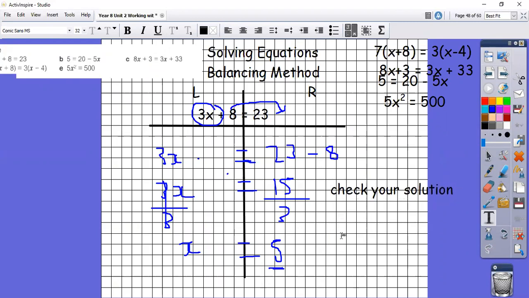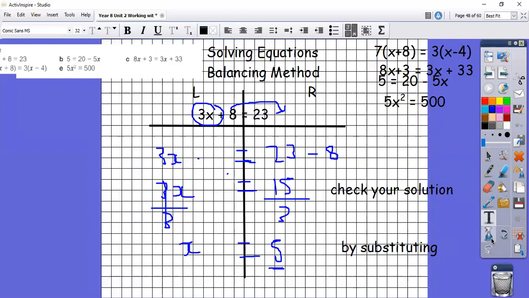Does it work by substituting? Okay, we'll check 3 times, so we're saying x equals 5. 3 times 5 is 15, plus 8 is 23. So they're both the same, the left and the right.